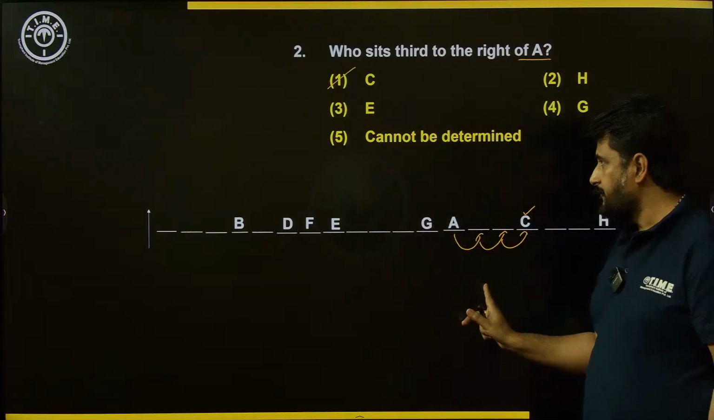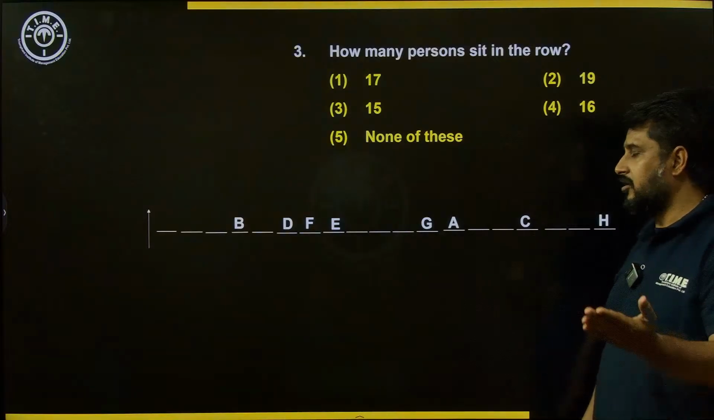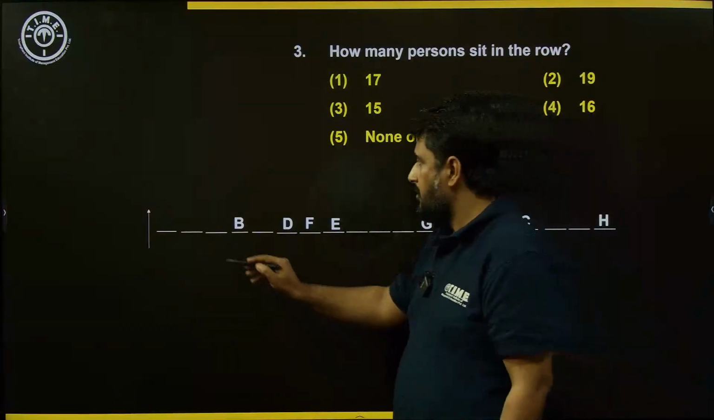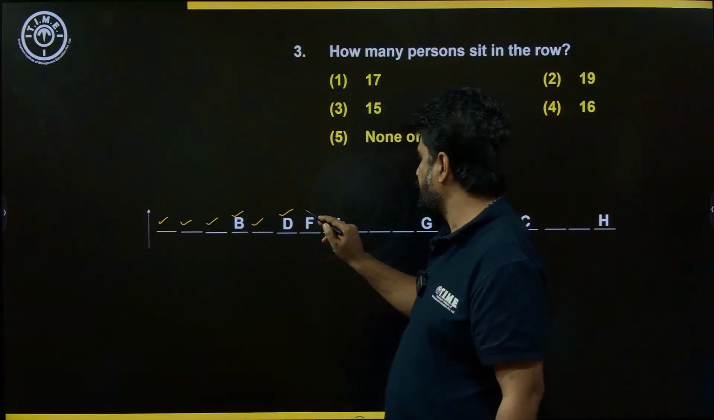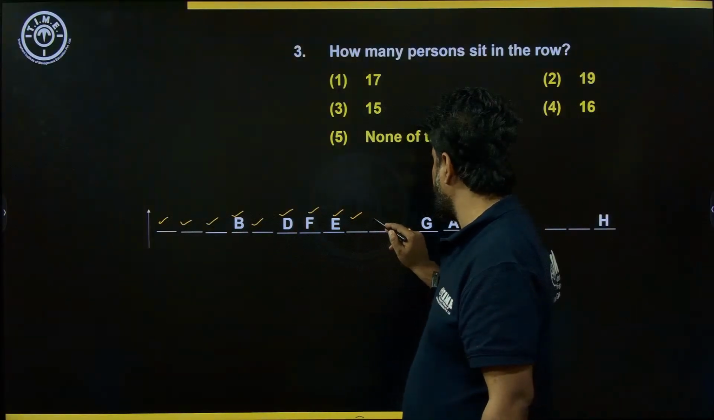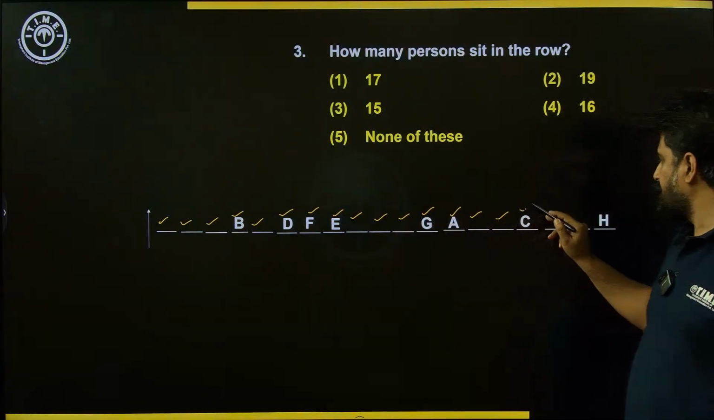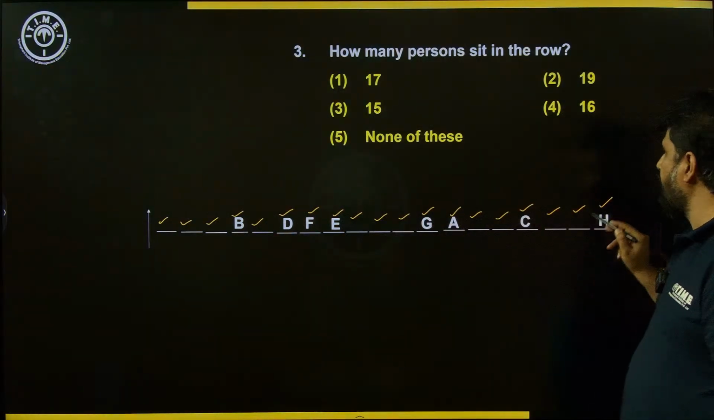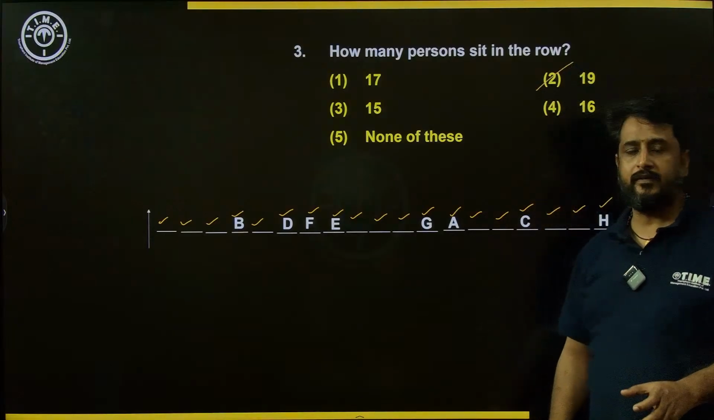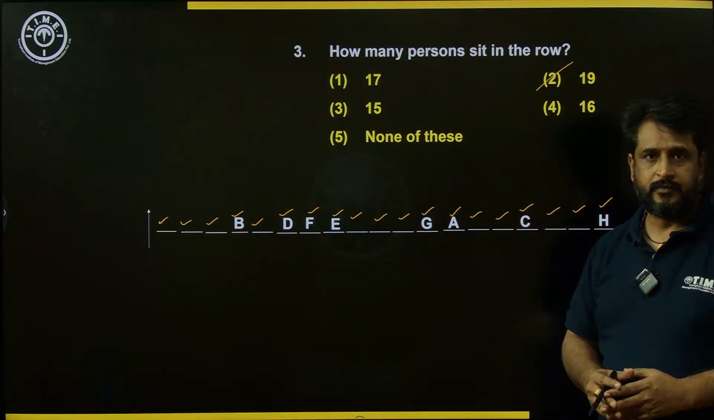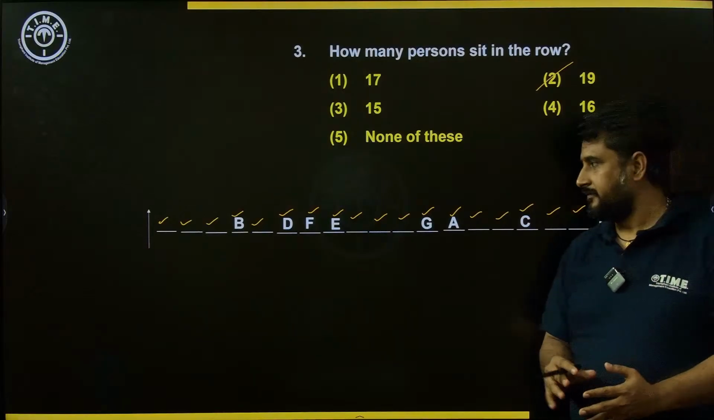Now, what is the next question? How many persons sit in the row? Let's count how many are there in the row. 1, 2, 3, 4, 5, 6, 7, 8, 9, 10, 11, 12, 13, 14, 15, 16, 17, 18, and 19. 19 is in choice 2. So 19 persons are there in the row. I hope you are clear with the first set. Now, let's move to the next set.